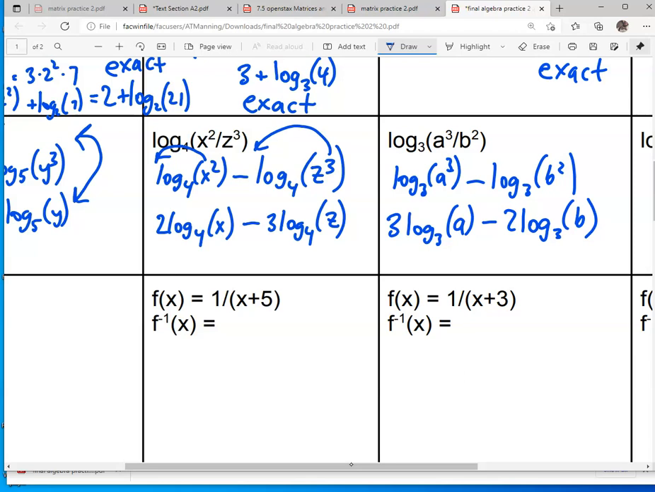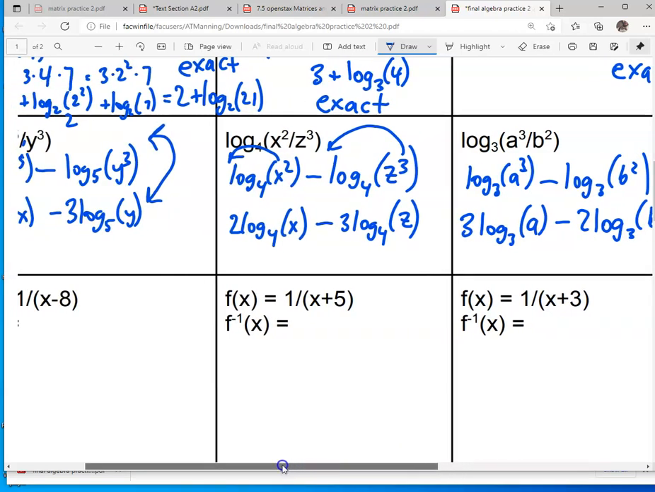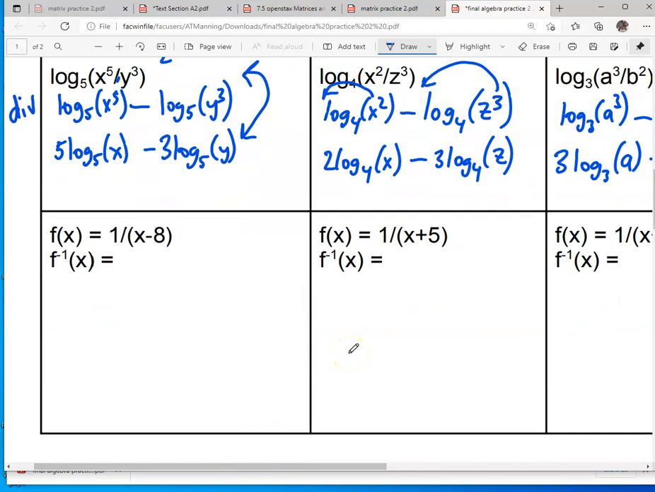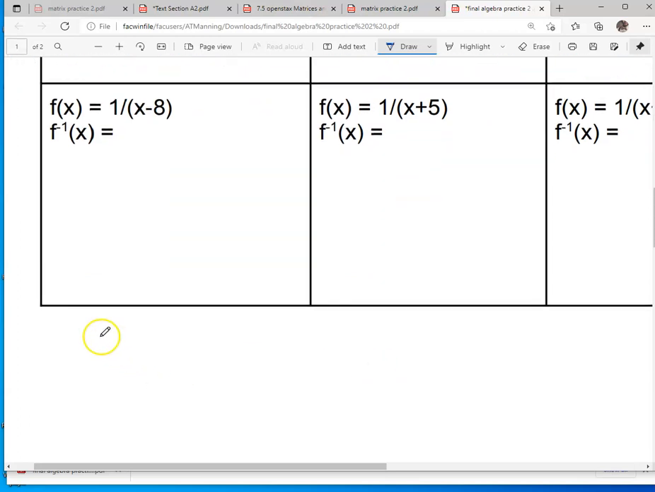Now a real mind break, or call it changing gears. We're leaving logarithms behind and going back a little further into the past and looking for the inverse function. And let's write down a few rules. How do we do the inverse? We have some space down here to write our inverse rules.